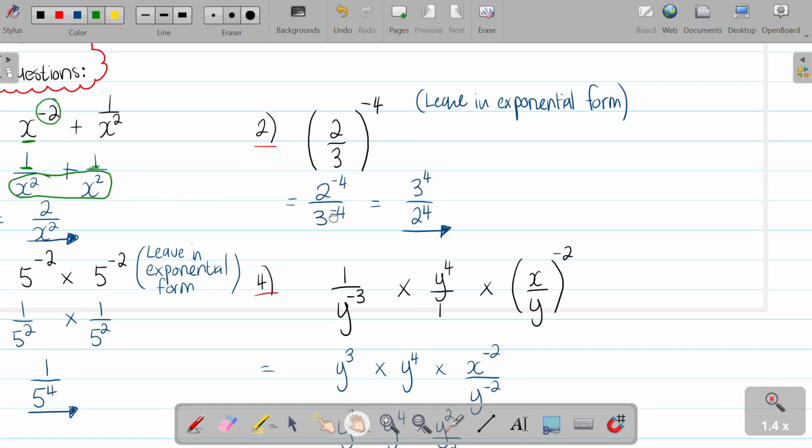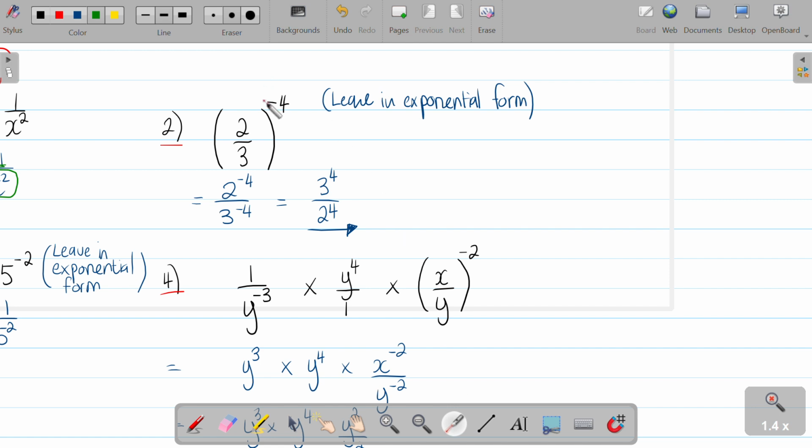Let's have a look at example number 2. So the example number 2, guys, in another video or in class when I'm teaching, I explain to my learners that when there is a bracket and there's an exponent on the outside of the bracket, so case in point over here, there's negative 4, it affects every single thing inside of the bracket. So the negative 4 is going to affect my 2, and the negative 4 is going to affect my 3 as the denominator. So let's go ahead and see what that looks like.